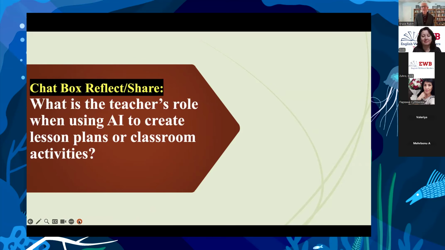Last question here, a kind of reflection. What is the teacher's role when using AI to create lesson plans or classroom activities? What do you do? What does AI actually do? I see here, yes, AI broadens our ideas. Okay. The teacher facilitates learning. Yes, a facilitator for sure. Yes, I think the teacher's role is to make the lesson more engaging. Now, how do you do that?